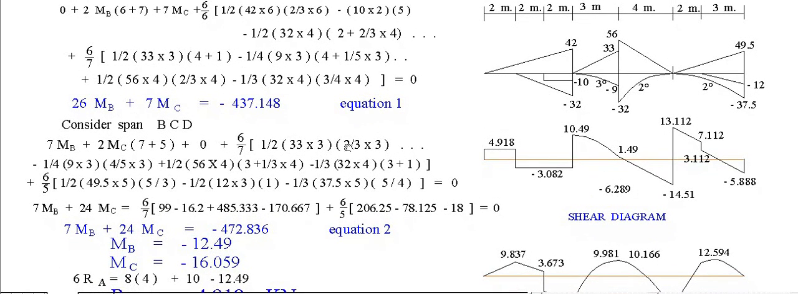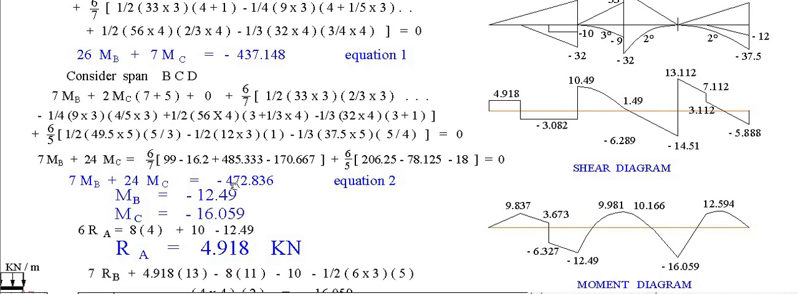Then the constant, we have 6 over 7, positive, negative, positive, negative, positive, negative, positive, negative. Then the second span, 6 over 5, positive, negative, negative, positive, negative, negative. Simplifying this is positive. The whole thing is positive. Transfer that to the right, it becomes negative.